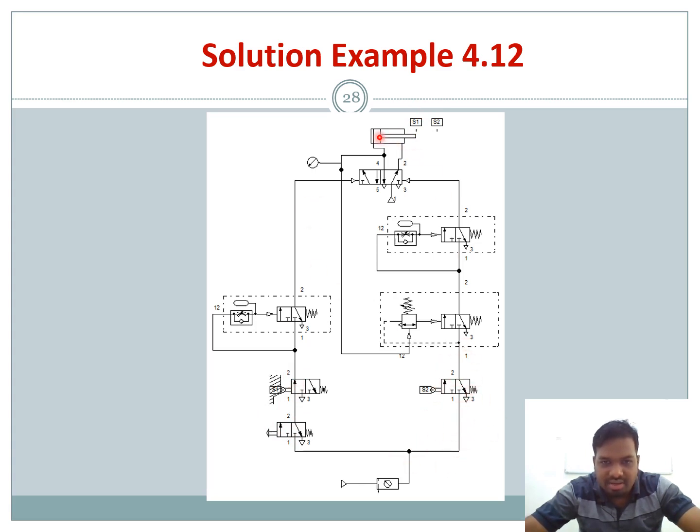So 1S2, meaning the cylinder is extending. It will enter a pressure sequence valve to check whether the extension is within the pressure. Then it will enter a 10 second delay once it reaches 1S2. So it will wait for 10 seconds, then it will start to retract. This is the retraction part. Once it retracts, it will activate switch S1, then it will wait 20 seconds before the new cycle starts.